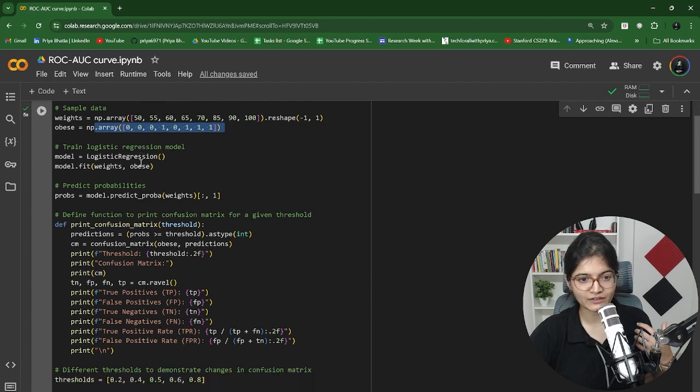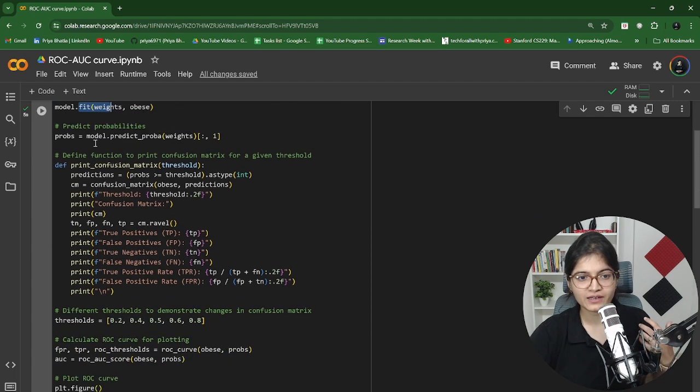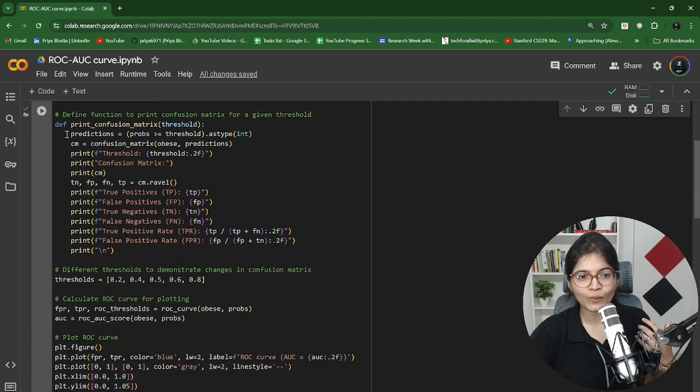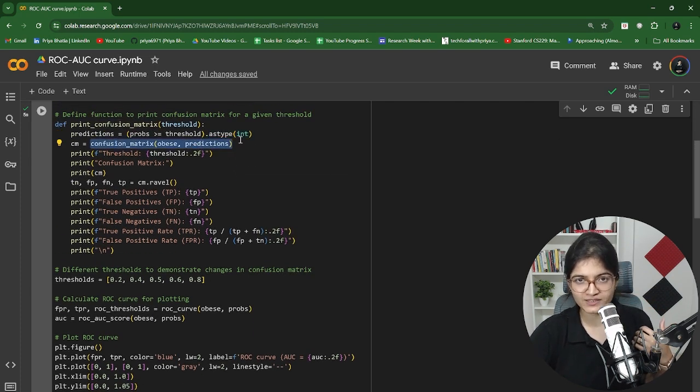This is the target value. I have applied a model, fitted that model on weights and obese. Predictions we will be able to get. Now we are applying those predictions as per the threshold value. If the value is more than or equal to that threshold, we are calling it 1, otherwise 0. So we are converting that value into integer form, whether it's 0 or 1. Finally, we will have the confusion matrix available.